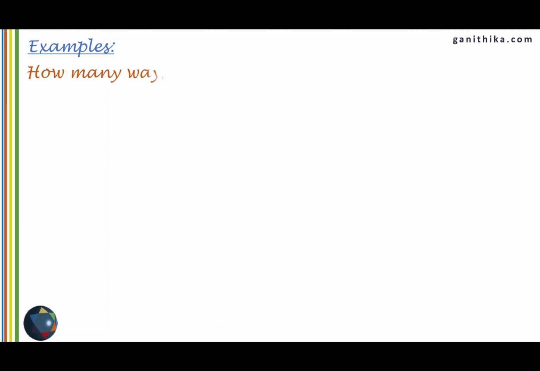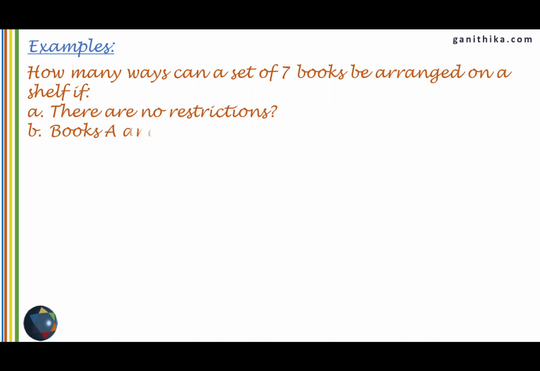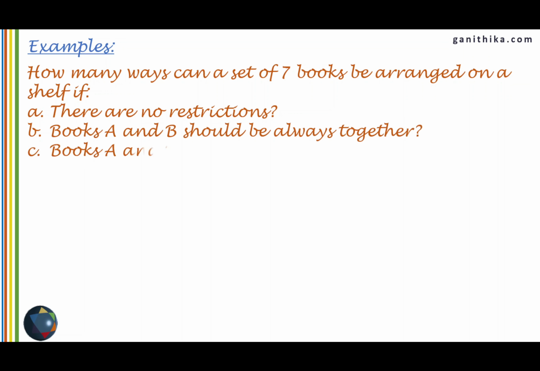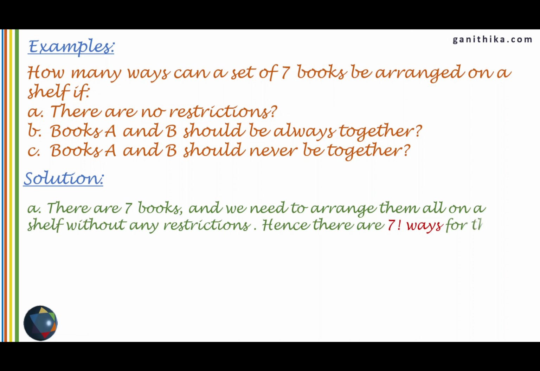Another example. How many ways can a set of 7 books be arranged on a shelf if there are no restrictions? And then for question B, there are some restrictions, and question C, there are some restrictions. For question B, we have to put A and B together. For question C, we should see that the books A and B are never together. So let's first see question A. No restriction. So 7 books to be arranged on a shelf. So we have 7 books, 7 places. Therefore, this is 7P7, which can also be written as 7 factorial ways. So there are 7 factorial ways in arranging 7 books on the shelf without any restriction.